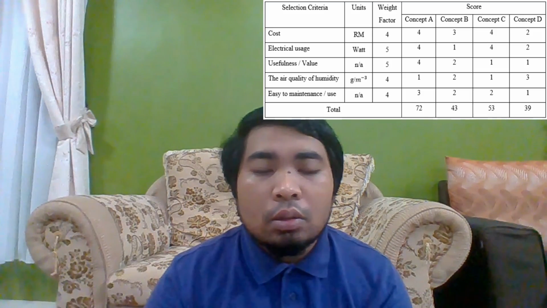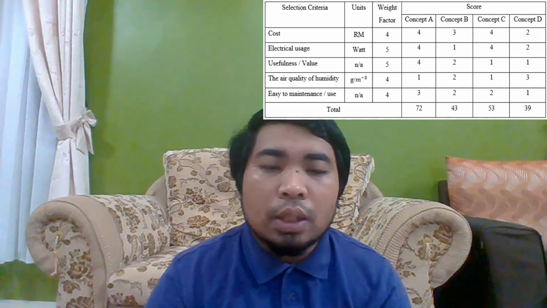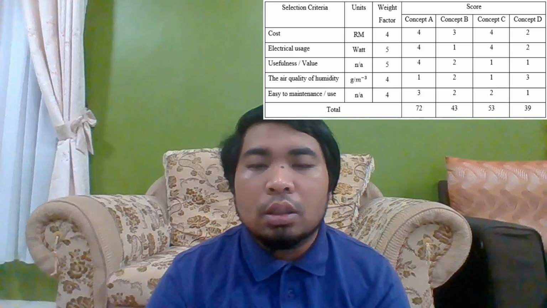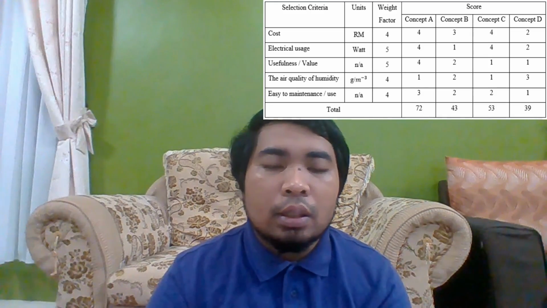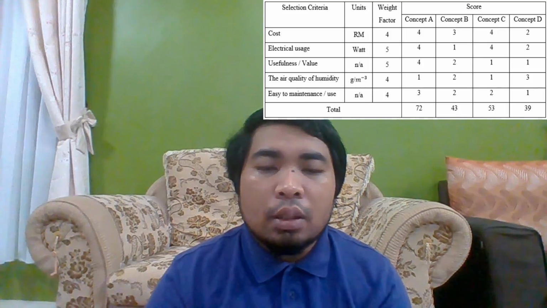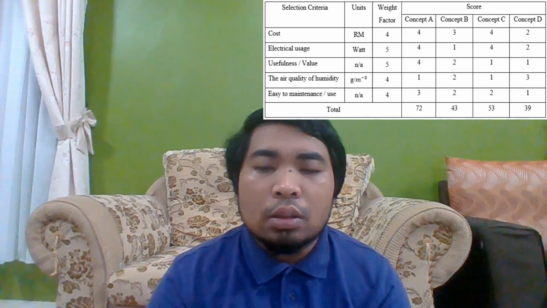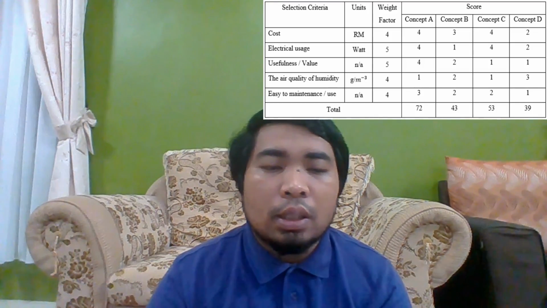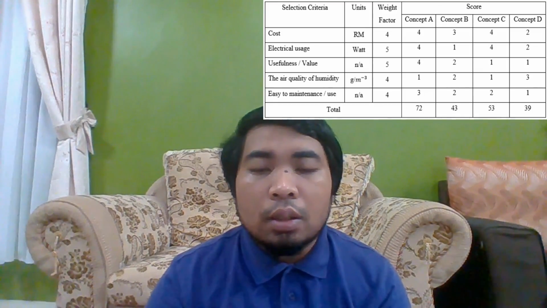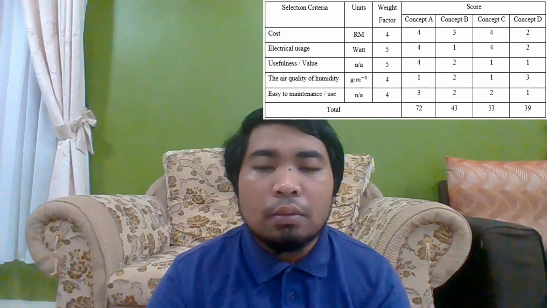Okay, from the calculation above, we can see that concept A has the highest rating, which is 72 in the weighted decision matrix, followed by concept C with 53, and then concept B with 43, and the last is concept D with 39. Therefore, the same as the first chart, concept A is the most suitable design concept to achieve the objective of this project.